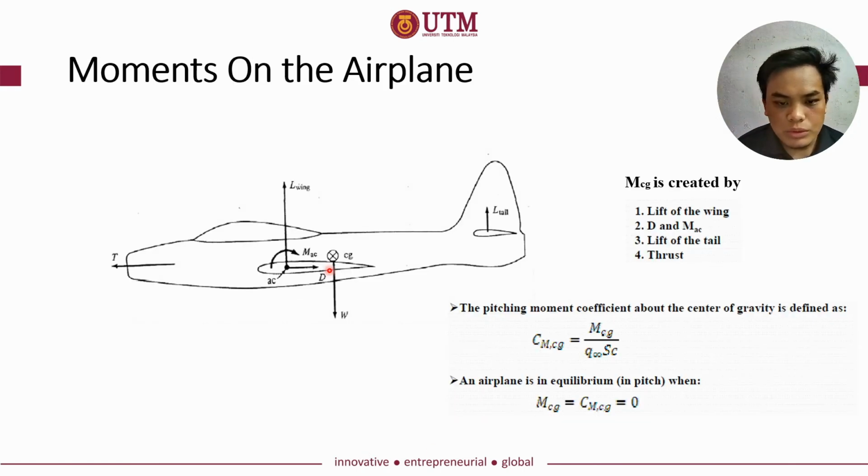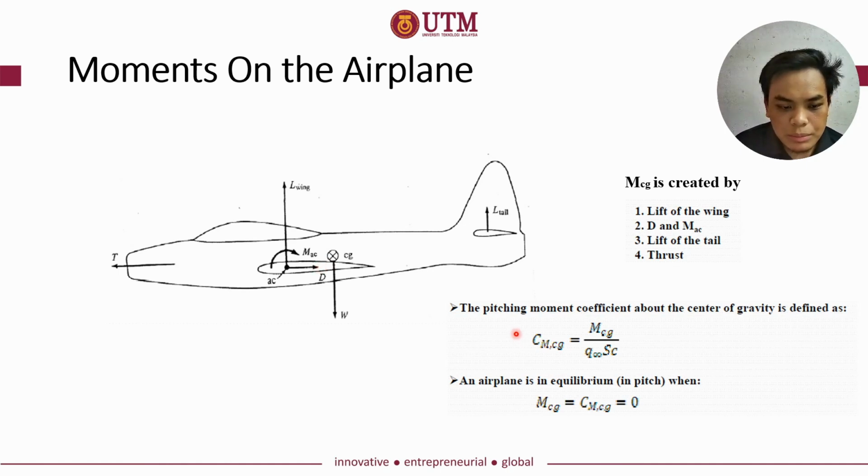In order to find the static stability, we need to recognize the moments on the airplane. From this figure, there are a few forces that contribute to the moments on the airplane, and we need to find the moment about this CG location, which is created by the lift of the wing, the drag here, the moment produced at the aerodynamic center, the lift of the tail, and finally the thrust. And from here we can see that the weight of the aircraft does not contribute to the moment, since it is exactly at the CG location.